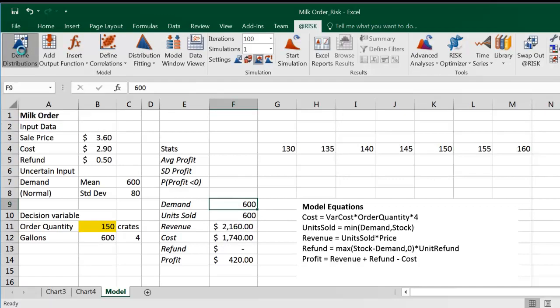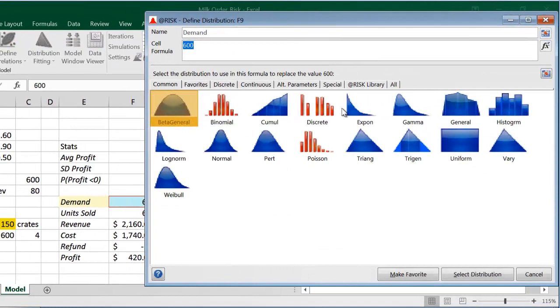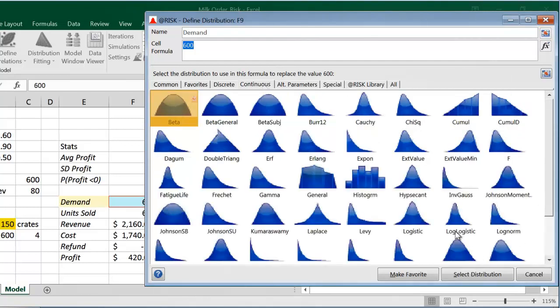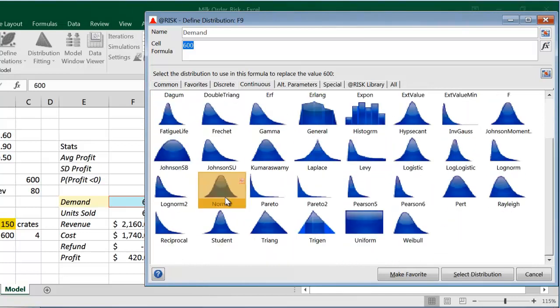So I go to define distribution. And here @Risk gives me the options. Some of the options, these are the most common. Then if you look at continuous, you have all the continuous distributions that you can pick from. So we have a really big selection. I'll pick the normal distribution, select the distribution.